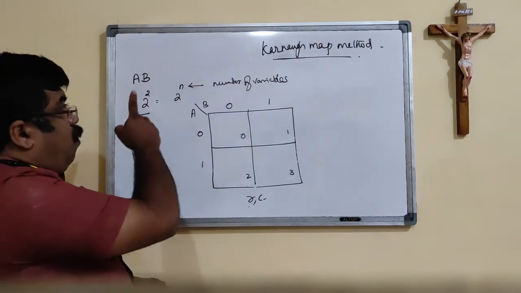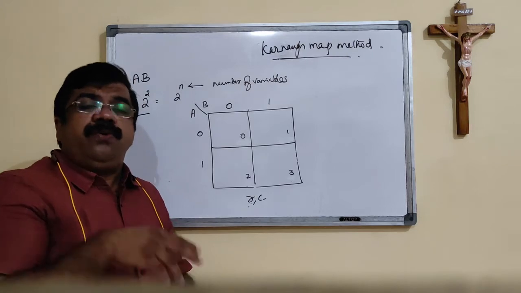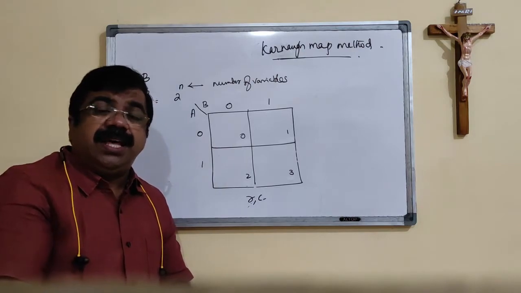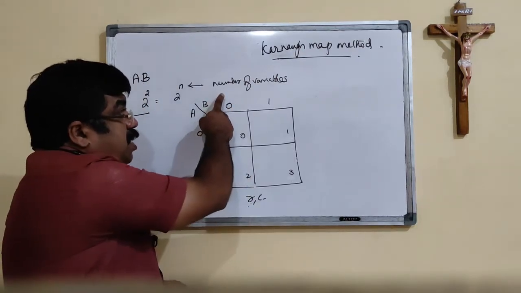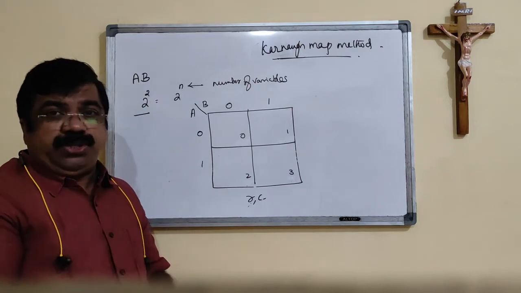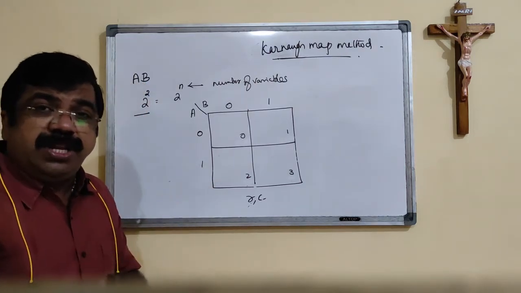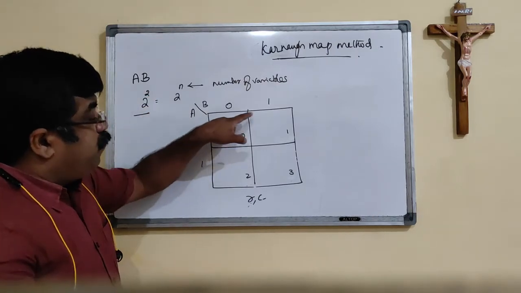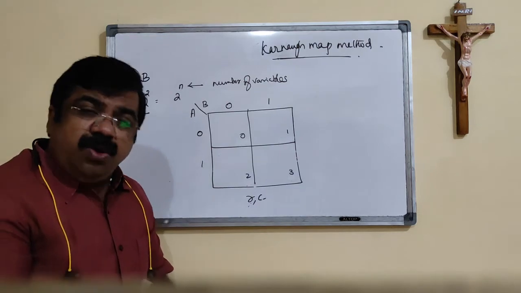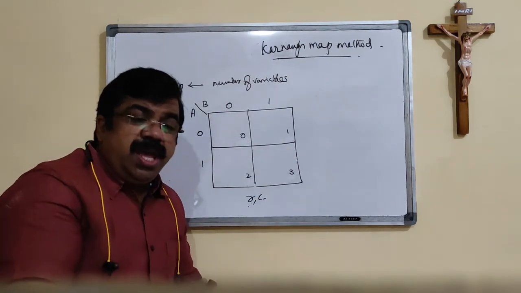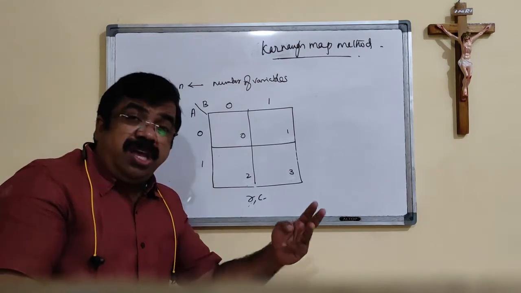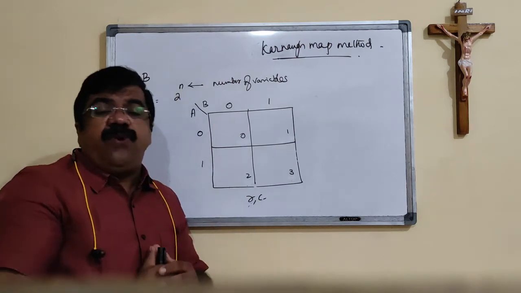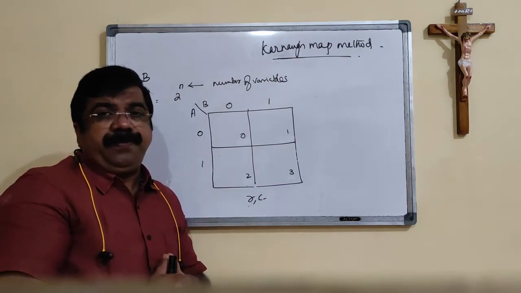That means for a two variable expression, we need to have 2 to the power n squares, where n stands for the number of variables in that expression. Suppose we have two variables, then 2 to the power 2, that is 4 squares, are there, as I said. Okay, now we are going to see an expression which has 3 variables. Then we will see how many squares are required for that particular expression.